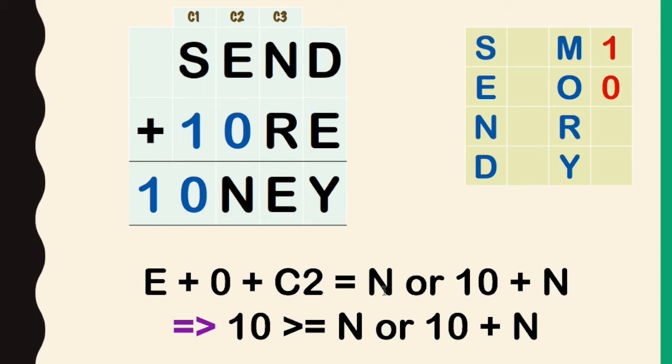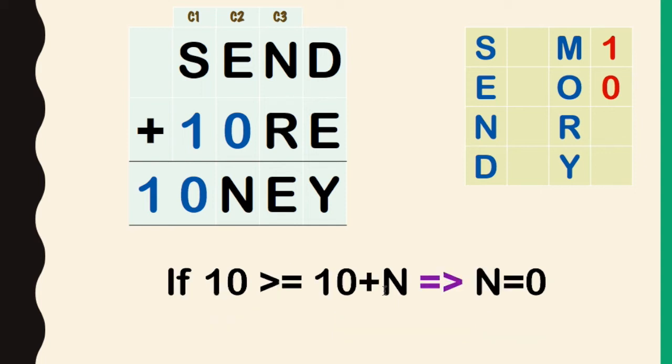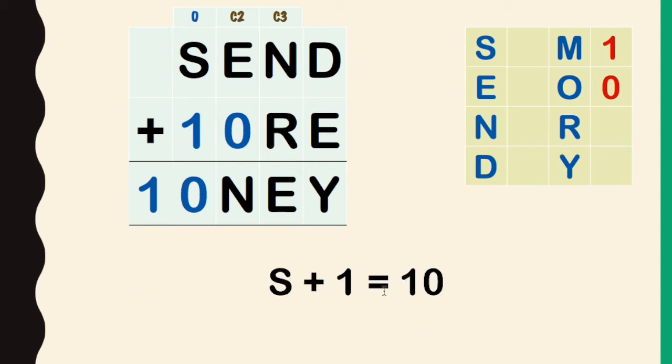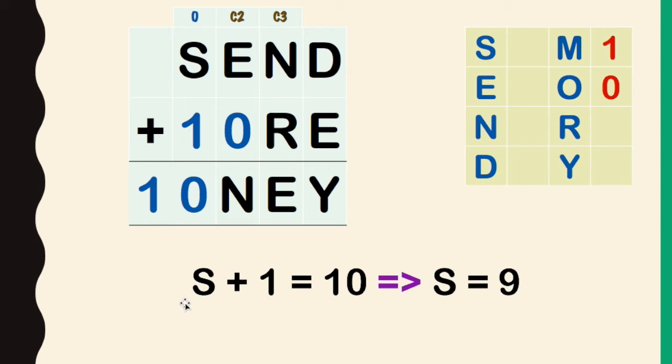Now that is not possible. So this means that it cannot be 10 plus N, because N cannot be 0 as we discussed. So what does it mean? It implies C1 is 0. So we have now gotten C1 is equal to 0, we will just put that value there. So now we know S plus 1 is equal to 10, or S is equal to 9, and let's go ahead and substitute it. So we have found one more alphabet.